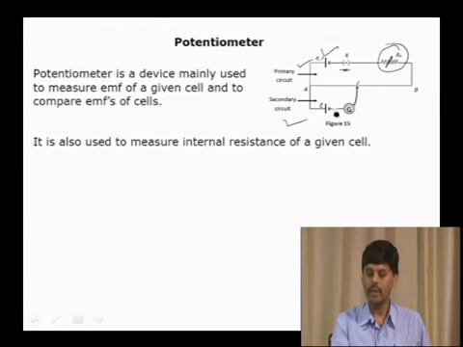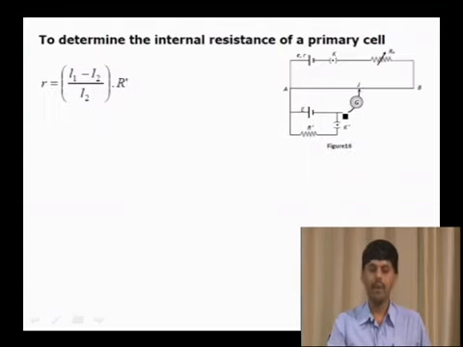AB is the wire. And this is the external circuit, which consists of the cell with the galvanometer and the jockey. This is the secondary circuit. Now, to determine the internal resistance of the primary cell using this circuit diagram, this is the primary circuit and this is the secondary circuit.